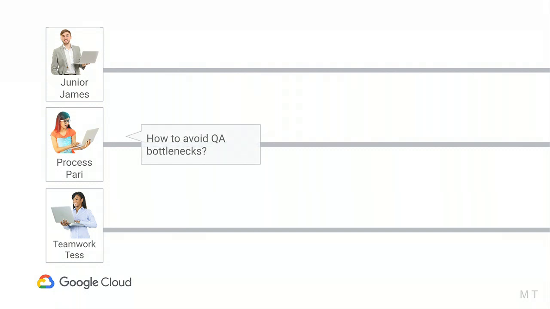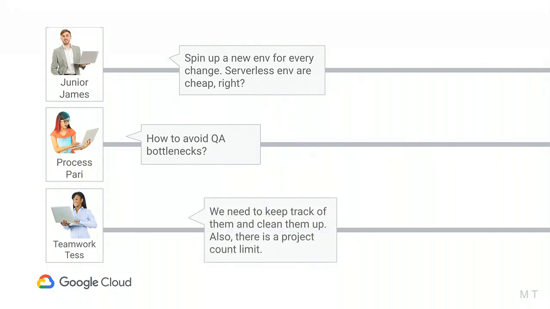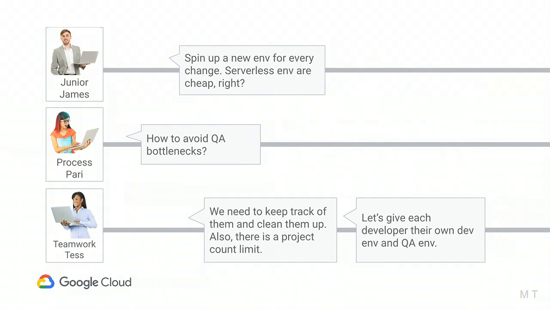Now the question is, how do we avoid QA bottlenecks? In the old pre-serverless days at Into the Woods, there was one QA environment. And if you were working on a branch, you really wanted to test your stuff on that, and everybody was fighting to get their stuff on there. Well, now everything is serverless. We can spin up as many environments as we want, right? Well, we do need to keep track of them. So maybe we should give each developer their own development environment and their own QA environment, rather than infinite environments. Let's see what that would look like.